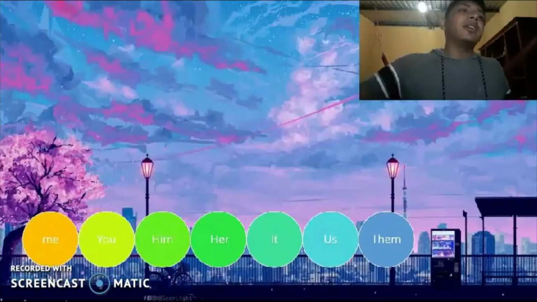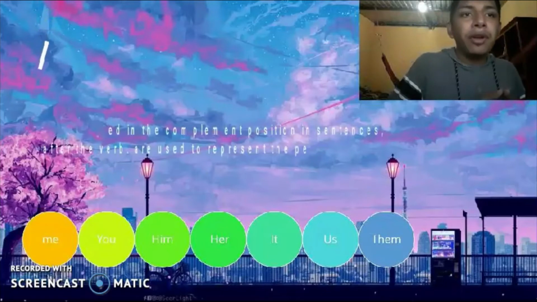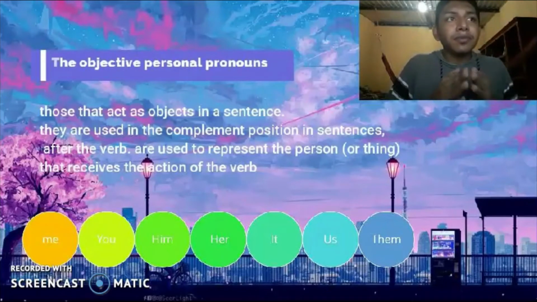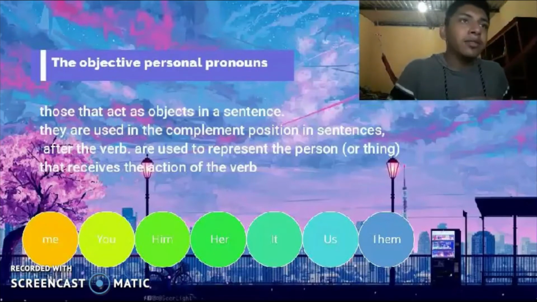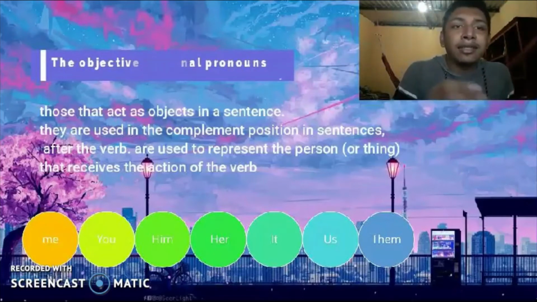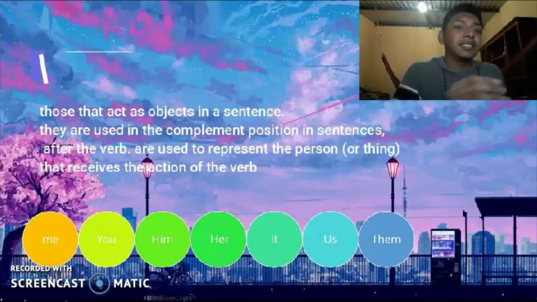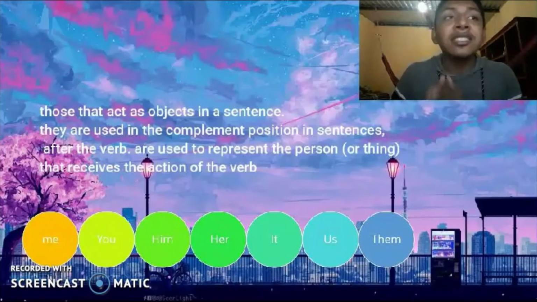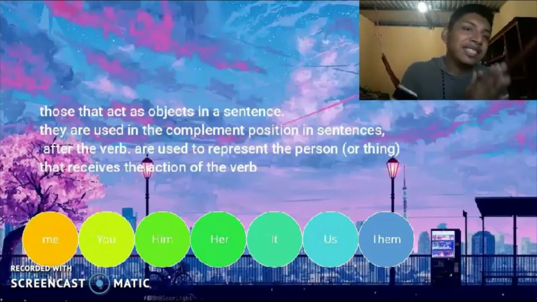Now, you can see the objective personal pronouns, and these are me, you, him, her, it, us, and them. The objective personal pronouns are those that act as object in a sentence. They are used in the complement position in a sentence after the verb. They are used to represent the person or thing that received the action of the verb.